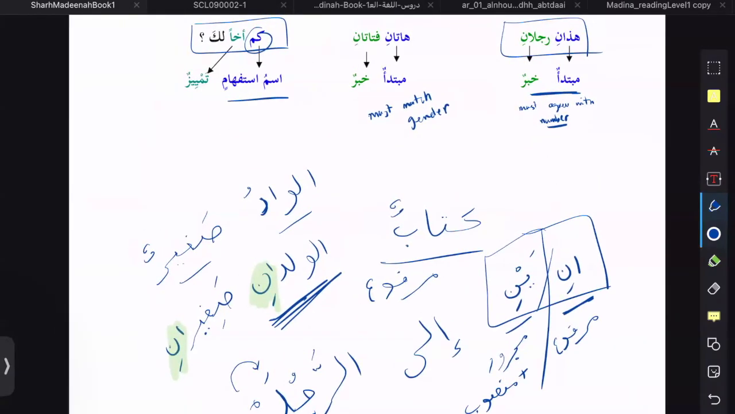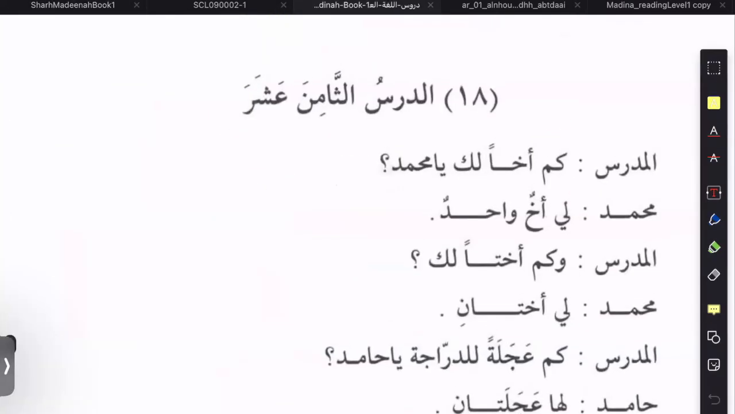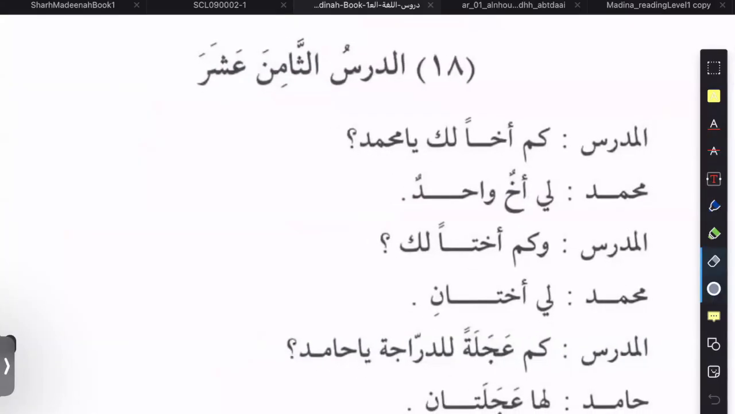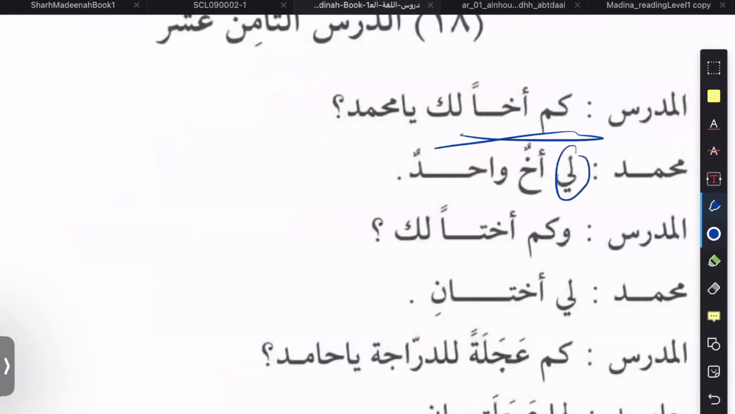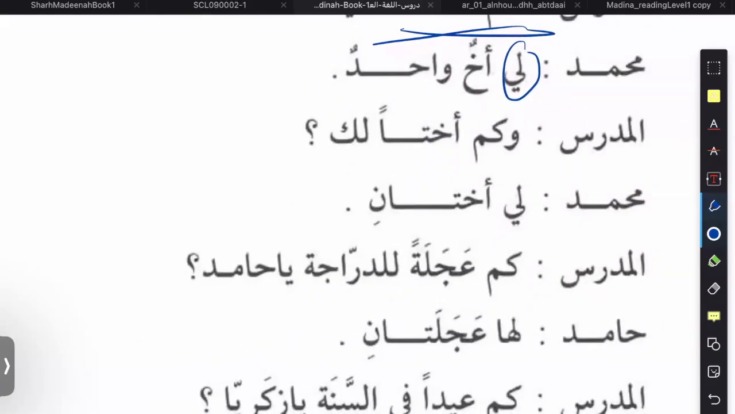Now we go back to the text. الدرس الثامن عشر. So the teacher says كم أخا لك يا Muhammad. So we already learned how to say this type of question. How many brothers do you have? And then we already learned before that when we talk about how many friends, how many brothers or sisters or sons, we use the harful jar li. We don't say indi. But if you want to say how many pens you have, you say indi qalamani. I have 2 pens. But you have to say li khawani. I have 2 brothers.